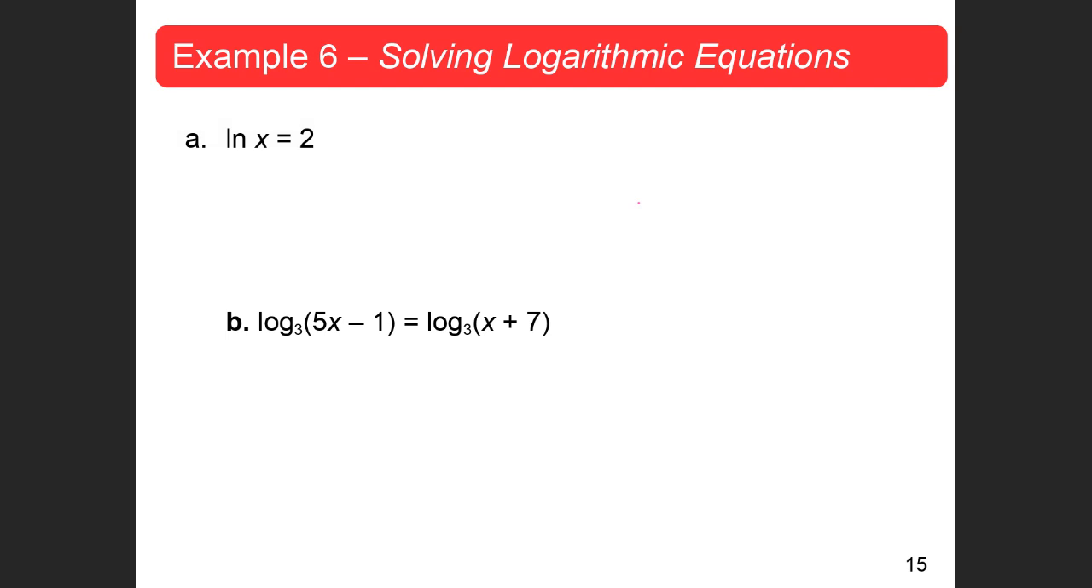Okay, so here, if I have the natural log of x equals 2, natural log, anytime I see that, I'm thinking log base e of x equals 2. I don't know how to solve this, so I'm going to rewrite this logarithm as an exponent. So that would be e to the second is equal to x. Well, I don't know what e to the second is, but my calculator sure does. So e squared.